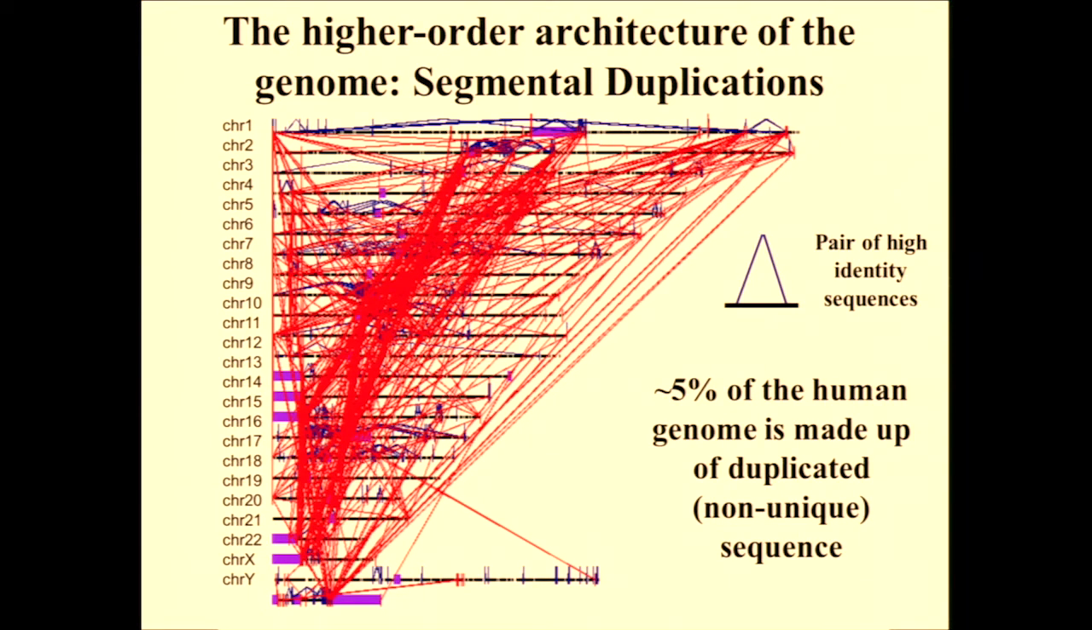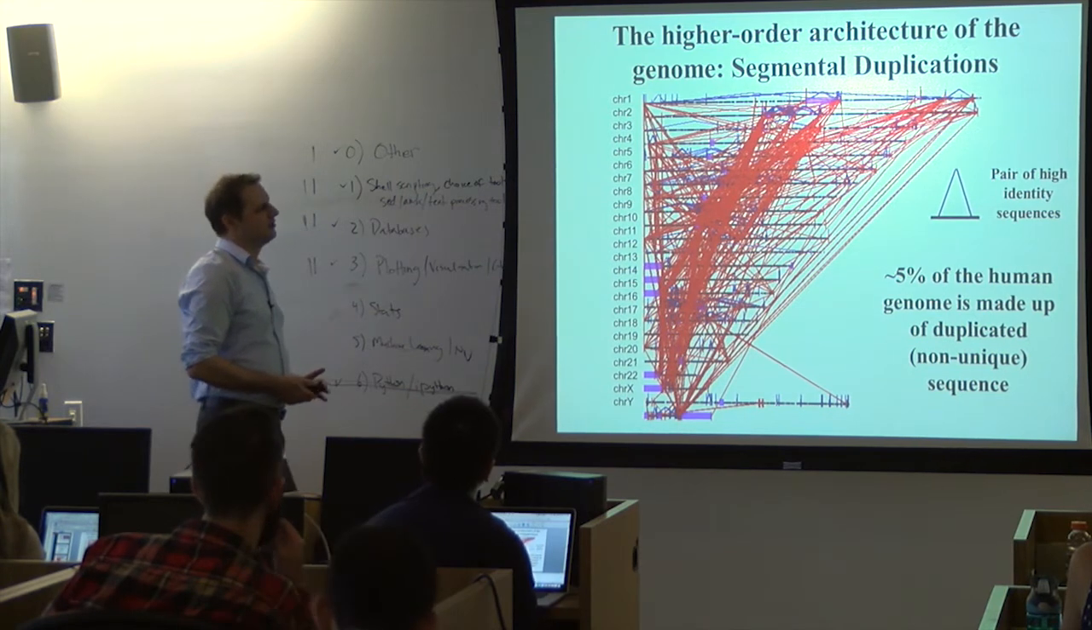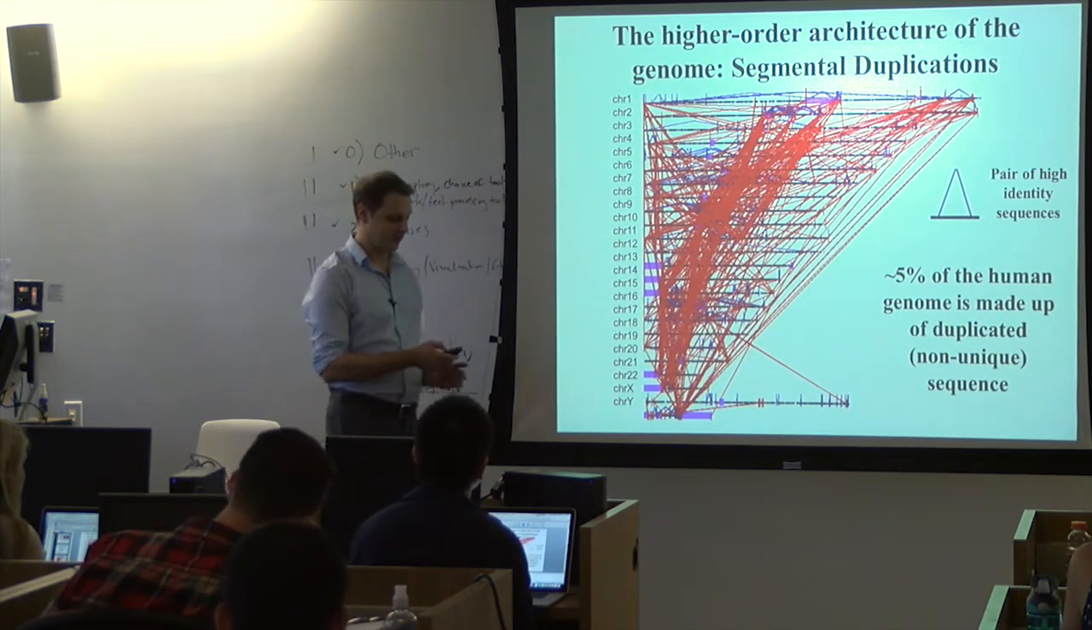These areas of replication, do you see different methylation patterns on them or different histone modifications on them? Good question. They're actually really hard to study.